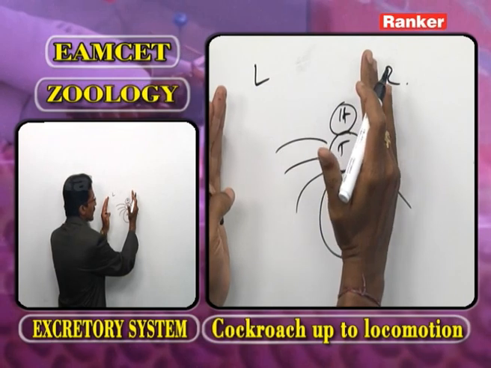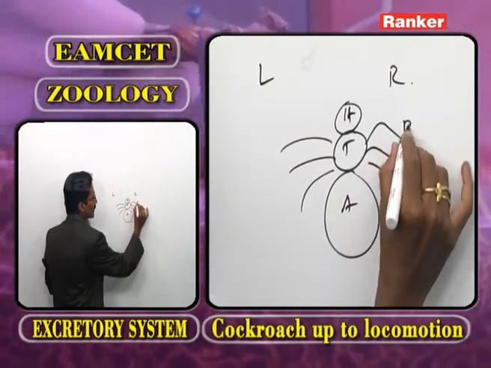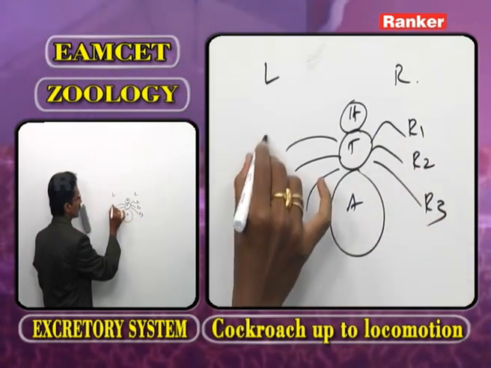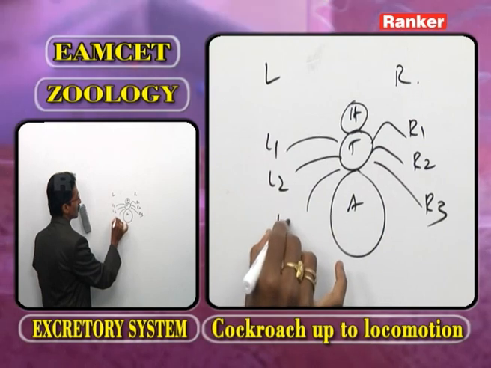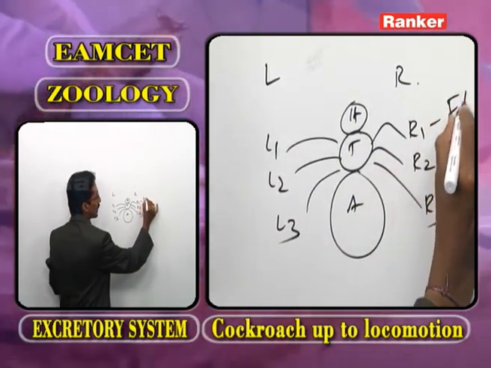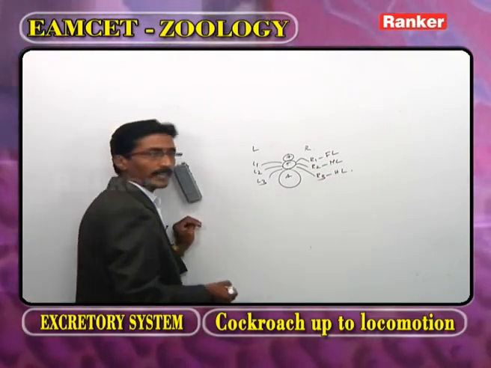Now you have to observe the diagram. This is the right side legs and the left side legs. This is right 1, right 2, right 3. This is left 1, left 2, left 3. Now this is called the foreleg. This is called the middle leg. This is called the hind leg.